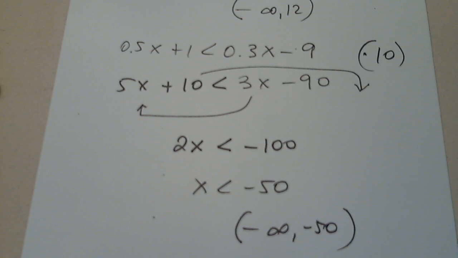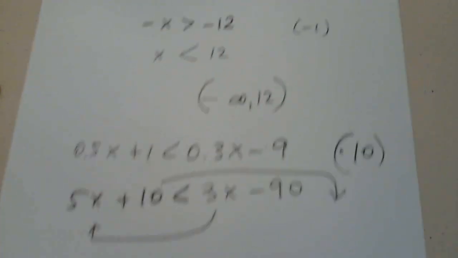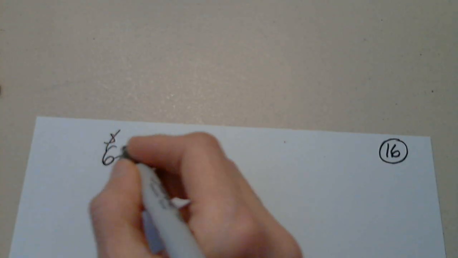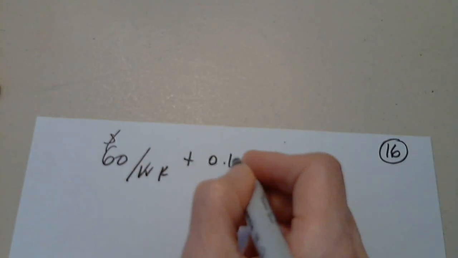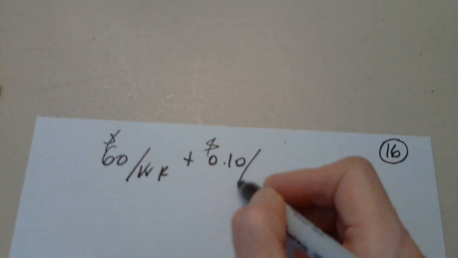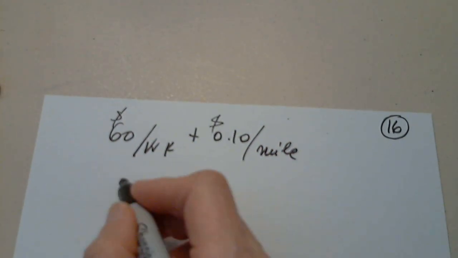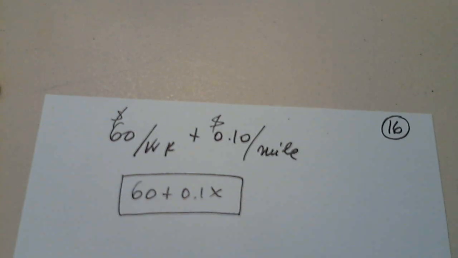Okay, we still have a couple of minutes. Let's at least start this one. A car can be rented for $60 per week plus 10 cents per mile. How do I write that? $60 per week plus 10 cents per mile. Plus x. Yes, 0.1. 60 plus 0.1x. This is the cost per week.